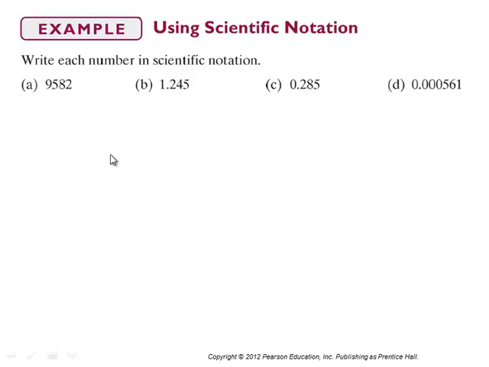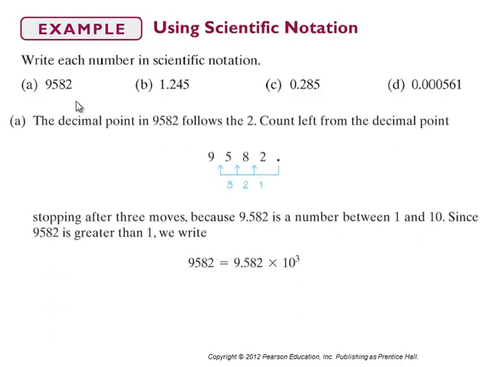So, for example, 9,582 written in scientific notation. Well, here's how we do it. You would just put the decimal point at the end after the last digit, and then you count the number of places that you move your decimal point so that you end up with your digit on the left in the ones position. So you had to move it 3 places to the left. That means that you have an exponent of 3 on the 10. And this number right here is between 1 and 10, so it follows the rules.